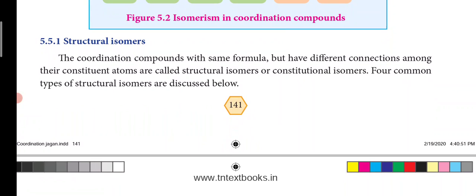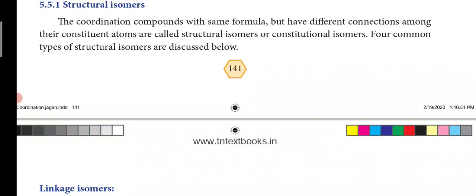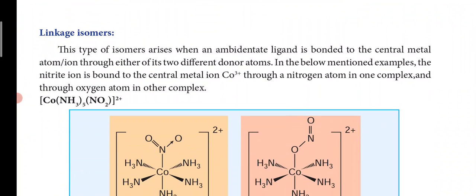First we have structural isomerism. The coordination compounds with the same formula but different connections. This is a 2 mark question. What is structural isomerism, you have to write this: coordination compounds with the same formula but different connections among their constituents are called structural isomerism or constitutional isomerism. Four common structural isomerisms are discussed here.